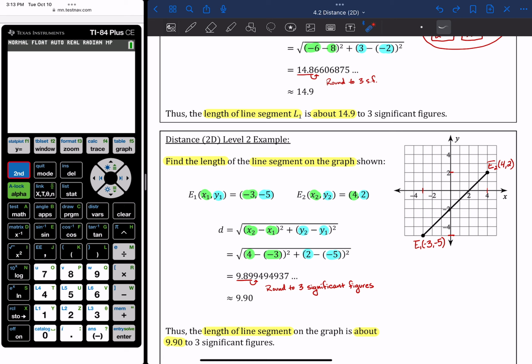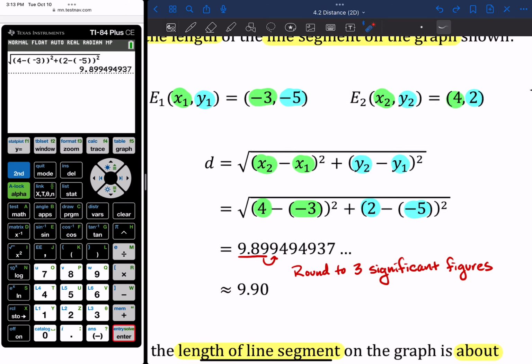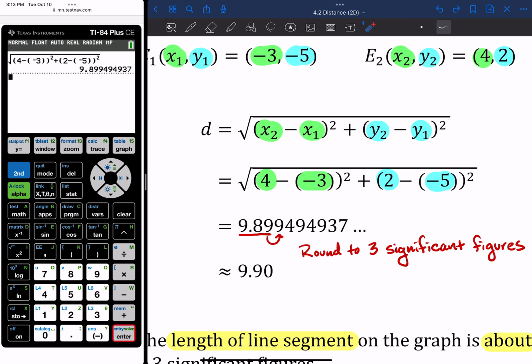So press second square to get the square root, parentheses 4 minus -3. Again, I need two parentheses right there because that last one encapsulates the difference in my x values. Then I square, plus 2 minus -5. Again, I need another parenthesis there. Squared, press enter. And now I'm going to take that entire thing on my calculator and write it out.